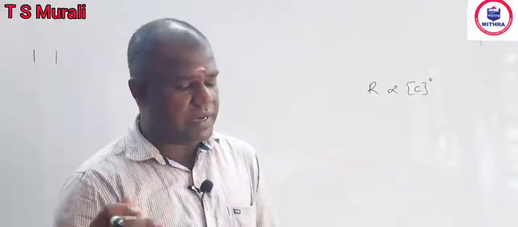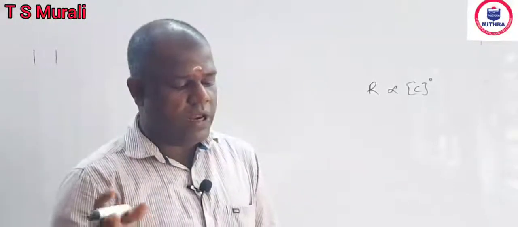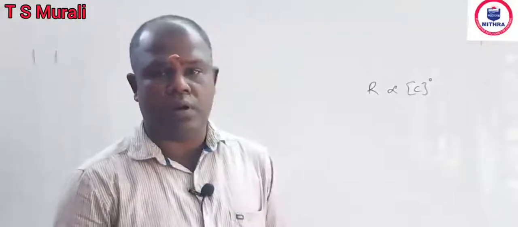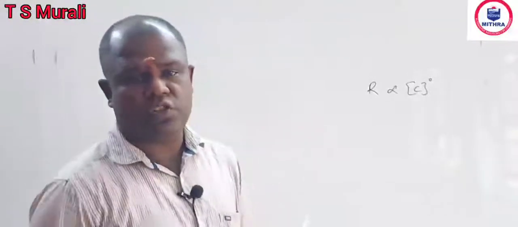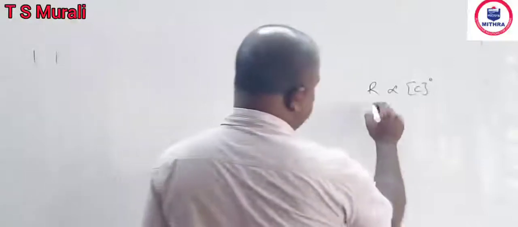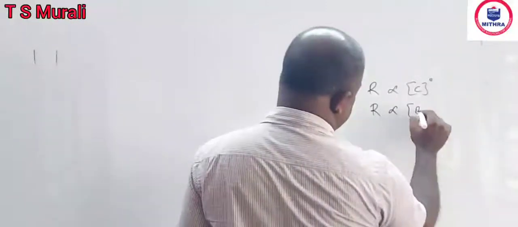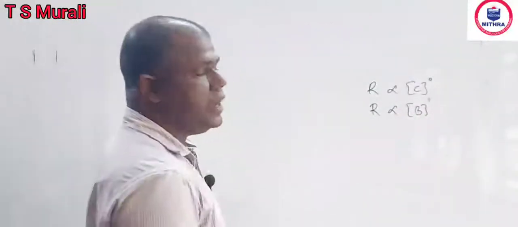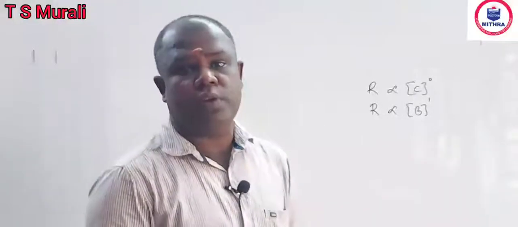Now, second, third. When we are comparing second and third, rate becomes double. A no change, but B also doubles. So, doubling concentration of B doubles the rate, means power of B is 1. Order of the reaction with respect to B is 1.